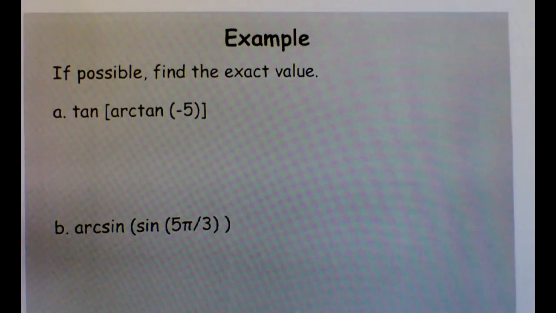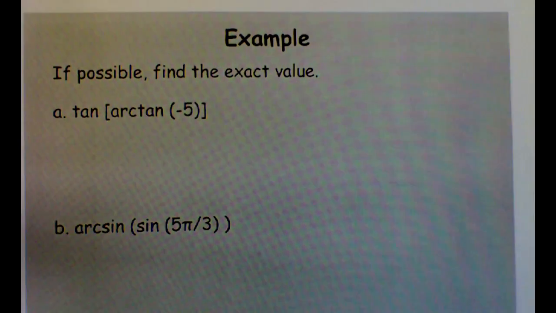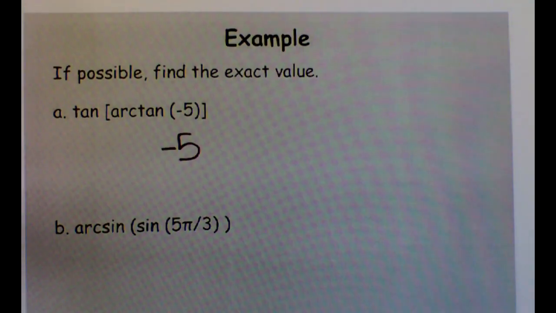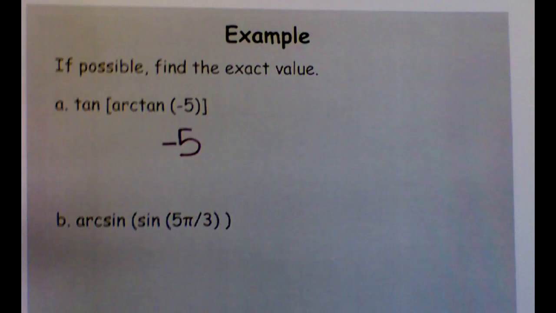So let's find some values. Tangent of arctangent of -5. Tangent and arctangent are special because tangent can give us any value between negative and positive infinity. So the arctangent of -5 is just some angle that has a tangent of -5. The tangent of that is just going to give us -5. If it had been arctangent of tangent, then we'd have to be a little more concerned.